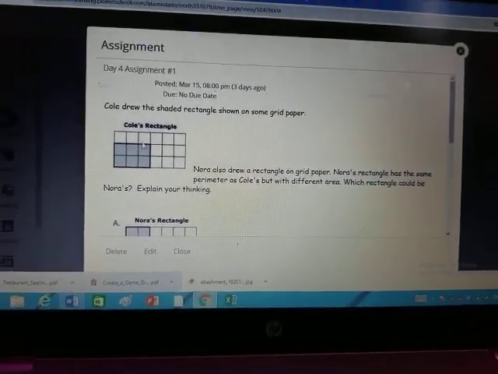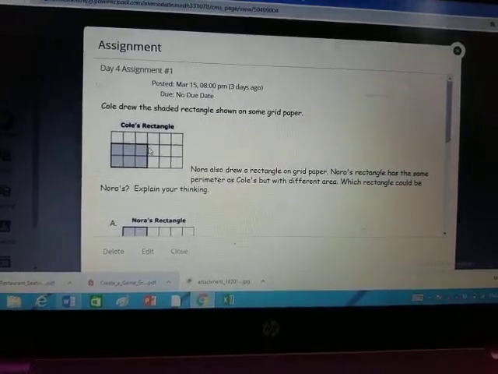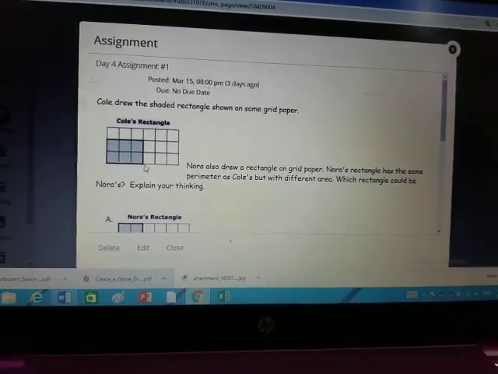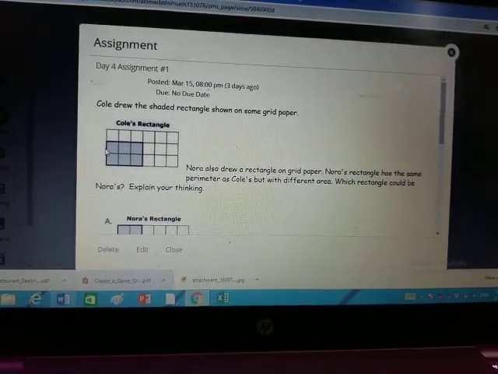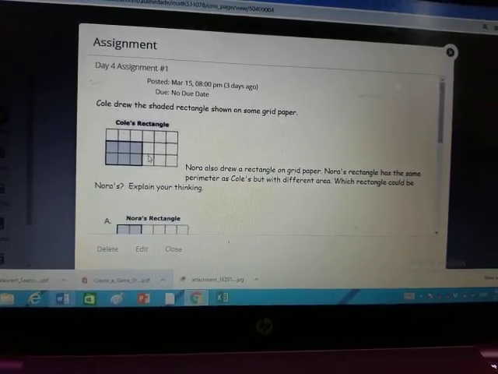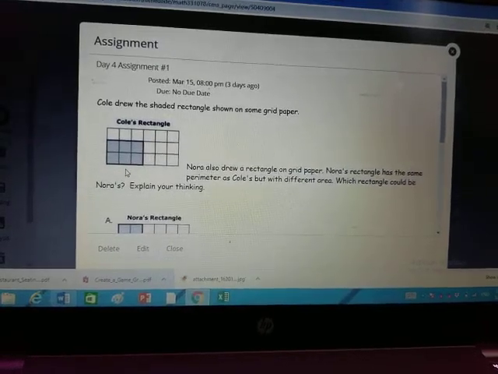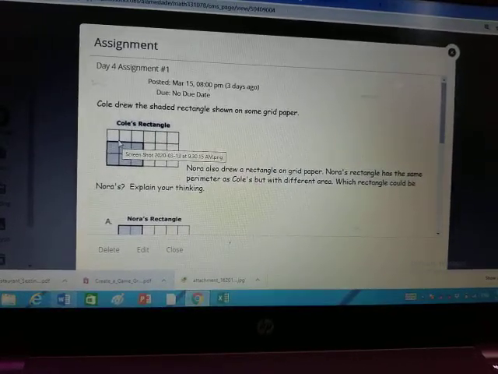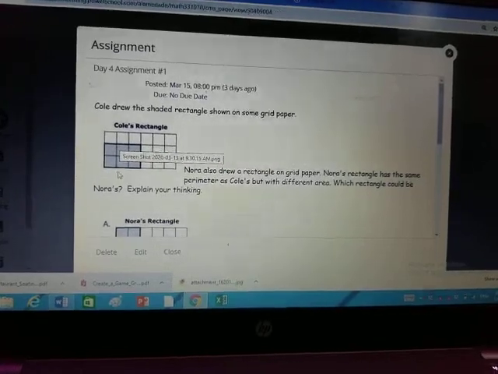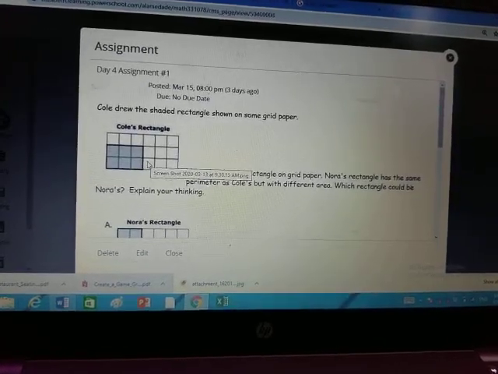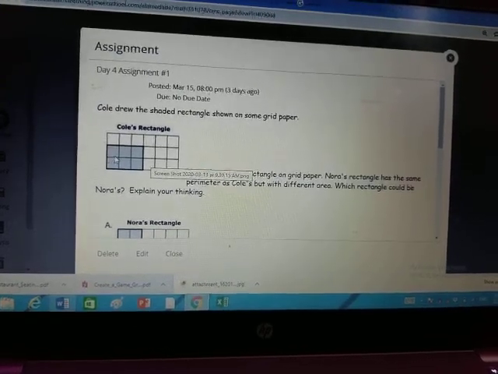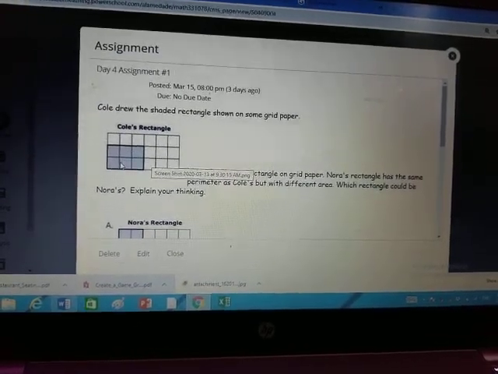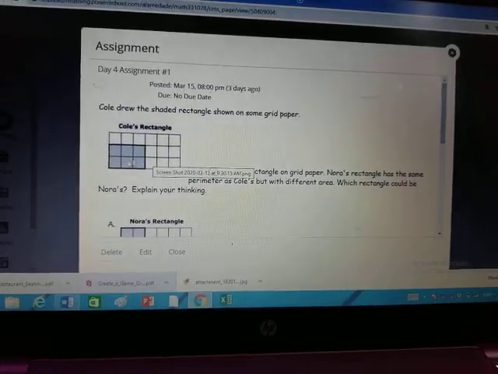So how many boxes this way? 3. How many boxes this way? 2. How many boxes this way? 3. How many boxes this way? 2. So 3 plus 2 plus 3 plus 2. 3 plus 3 is 6. 6 plus 2 is 8. 8 plus 2 is 10. So your area is 6, but your perimeter is 10 for Cole.